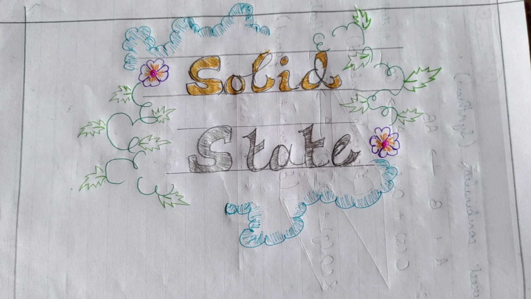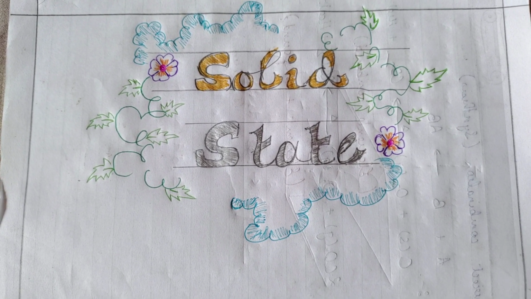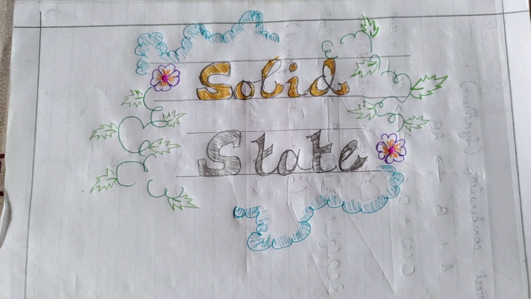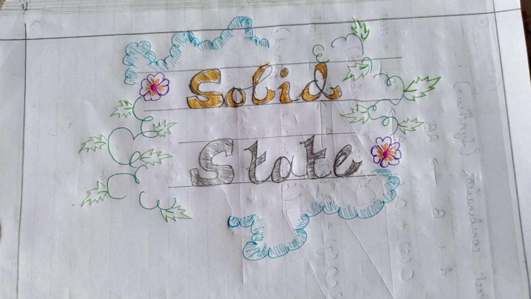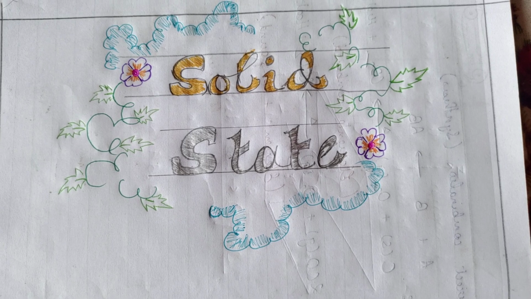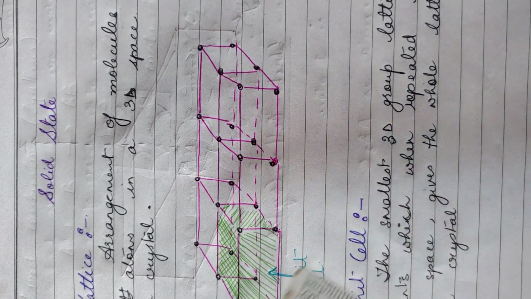Now let us come to the more detailed version of the solid state. Here in this chapter we shall learn about the lattice, how a structure is formed in a solid state, in solid crystals to be more precise. So let us begin with the chapter today. To begin with the lattice, let us first understand what it is.